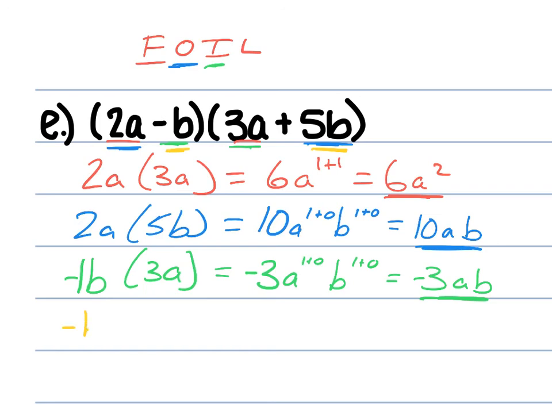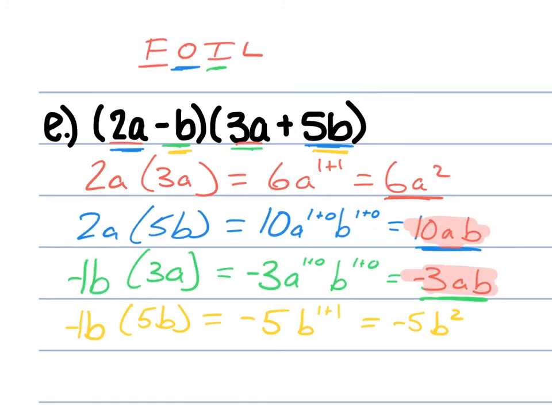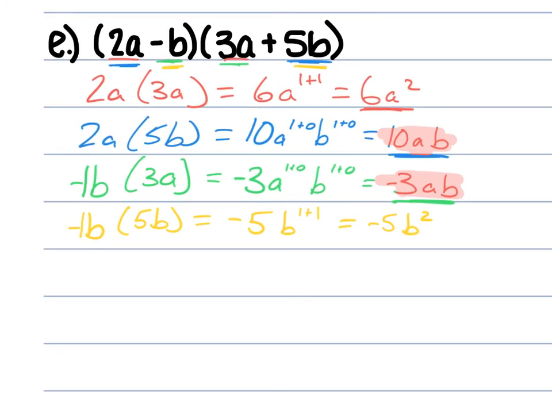so we've got negative b, and I'm going to put that 1 out there just as a reminder, times 5b. Negative 5b to the 1 plus 1, which is equal to negative 5b squared. Are there any terms up there that can be combined? Okay, so these two right here are definitely going to be able to be combined, because same variables, same exponents.